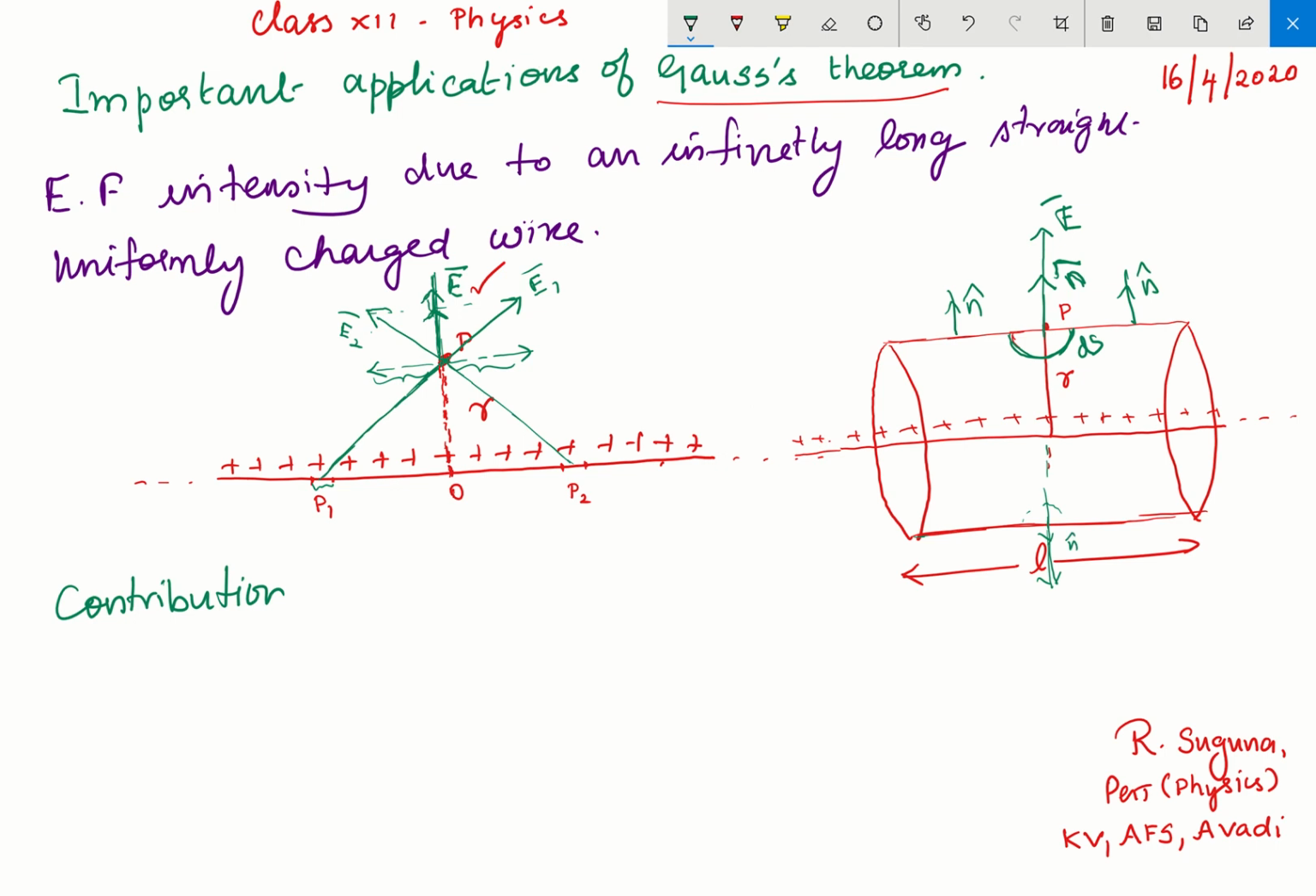Wherever you take, so now let us consider only the top portion. Wherever my point of interest is, somewhere here also, the same thing, because the electric field will be in this direction, and if you take the area vector, that will also be in the same direction. So now what can be written here? The contribution to electric flux by the curved surface.